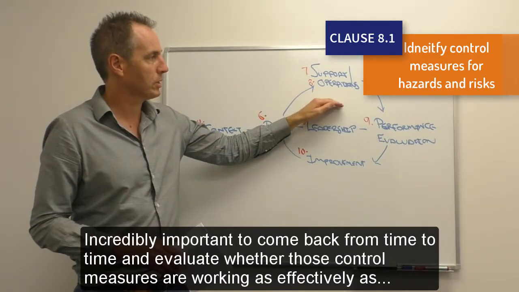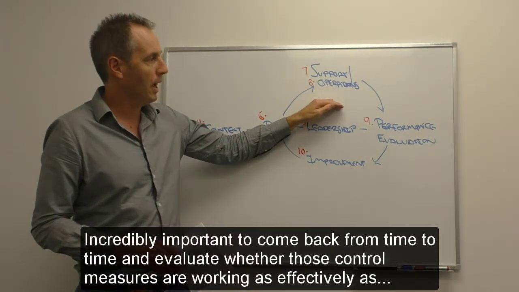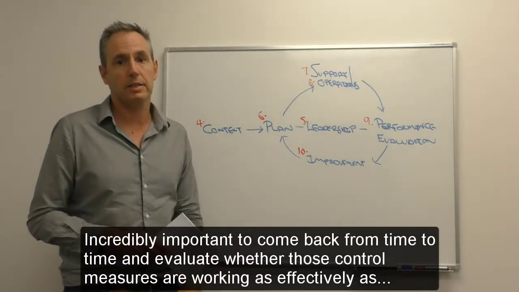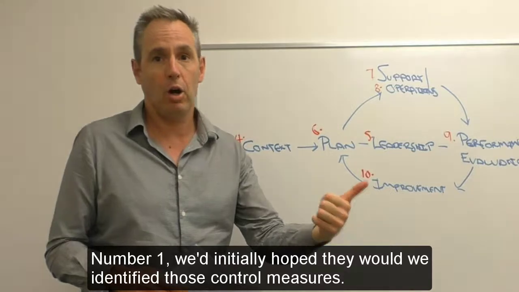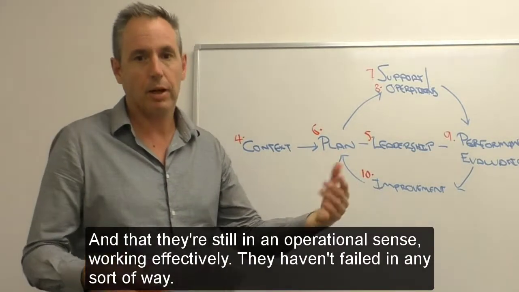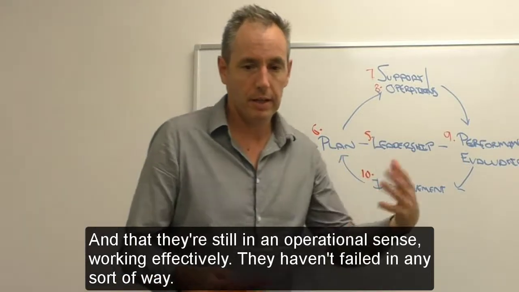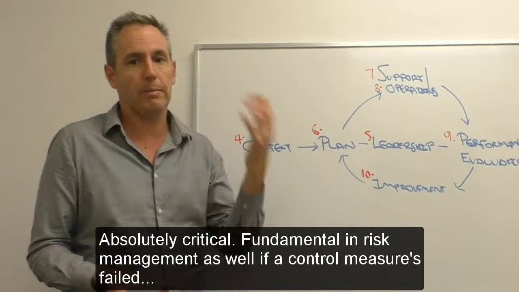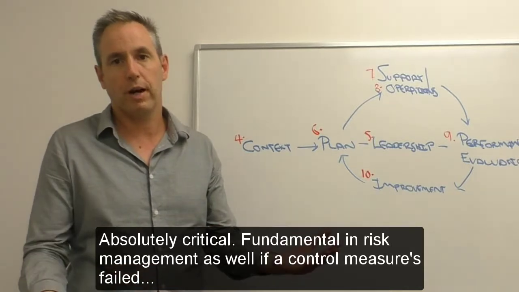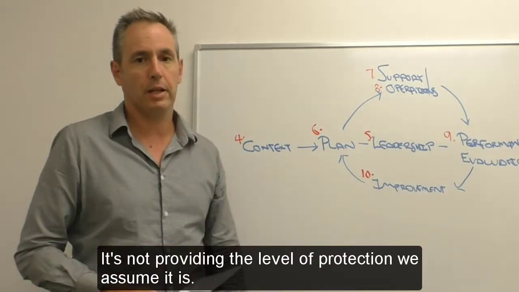It's incredibly important to come back from time to time and evaluate whether those control measures are working as effectively as, number one, we'd initially hope that they would when we identify those control measures, and that they're still, in an operational sense, working effectively. They haven't failed in any sort of way. Absolutely critical, fundamental in risk management as well. If a control measure's failed, it's not providing the level of protection we assume it is.